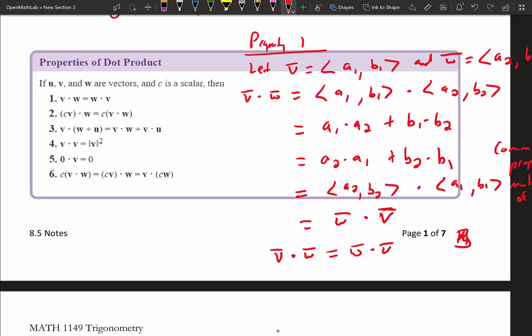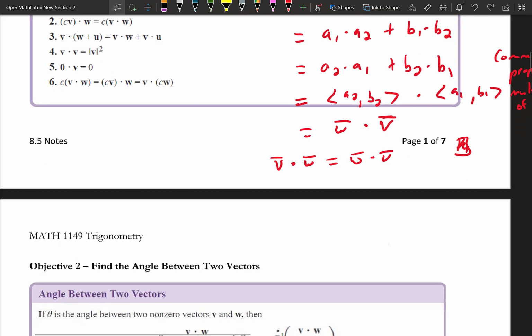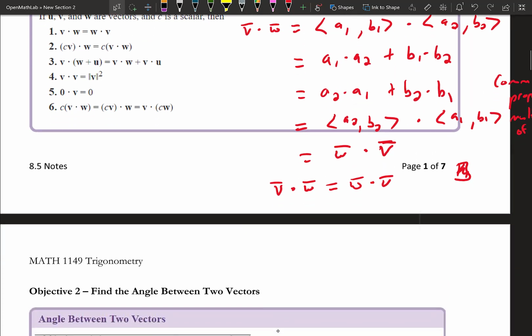And then lastly, number 6, that's essentially showing some associativity with a scalar, right? Well, I guess also kind of a commutative property as well, that I can take that c and multiply it with the v, or put it with the w, right? So those are just some properties of the dot product.